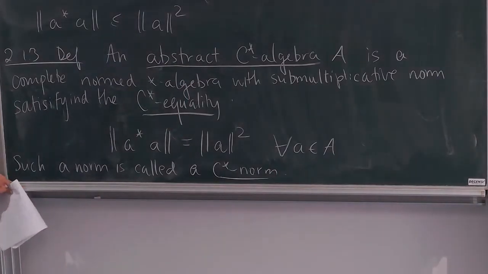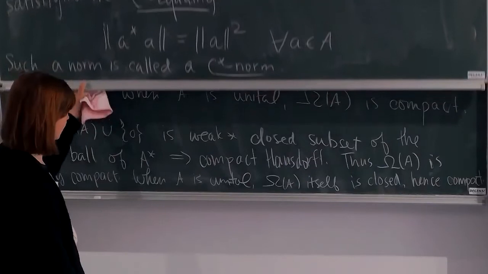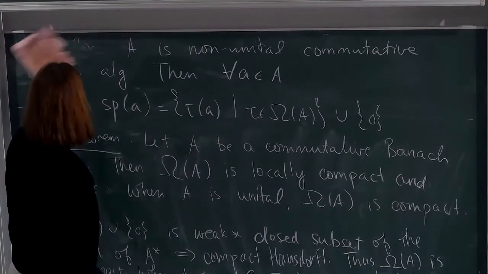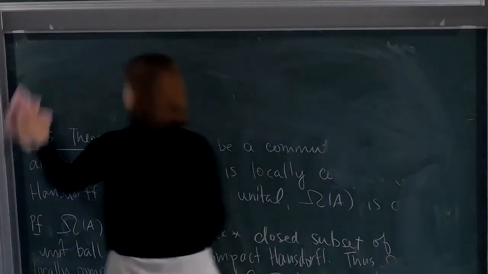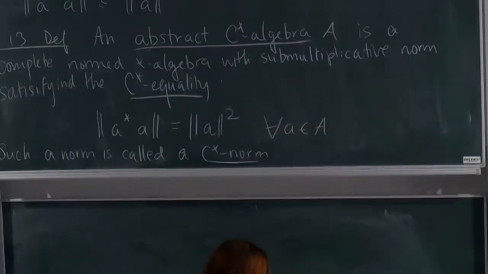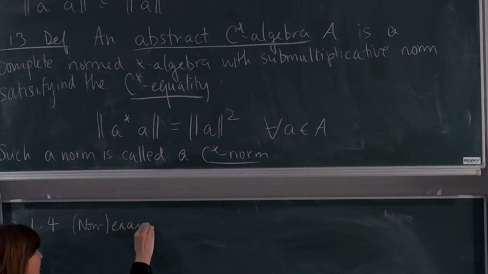Okay, so again, it seems like maybe there isn't so much of a difference between a Banach star algebra and a C star algebra. In particular, it's clear that an abstract C star algebra is going to be a Banach star algebra, but Banach star algebras are indeed more general than abstract C star algebras. And here is an example, really more of a non-example of a C star algebra. It's going to be a Banach star algebra that's not a C star algebra.